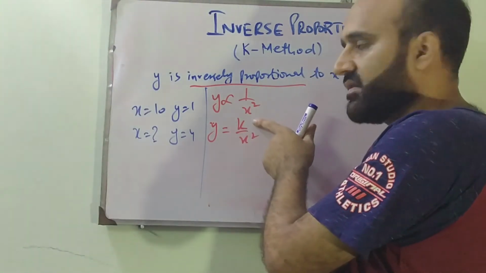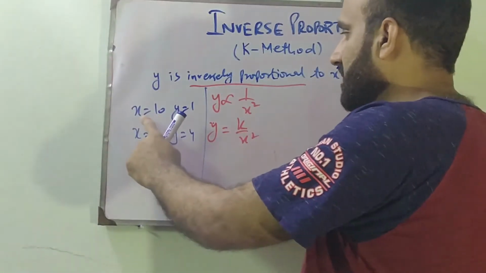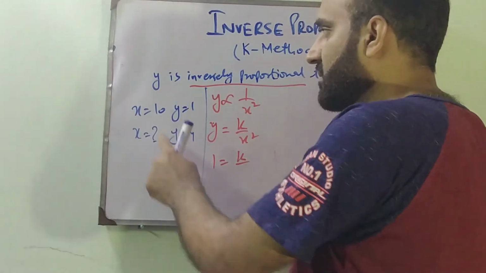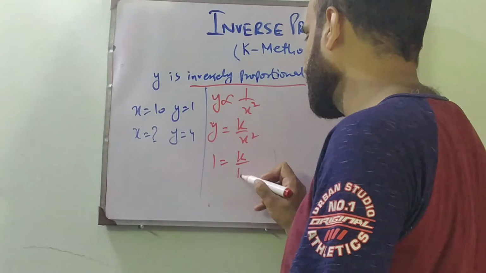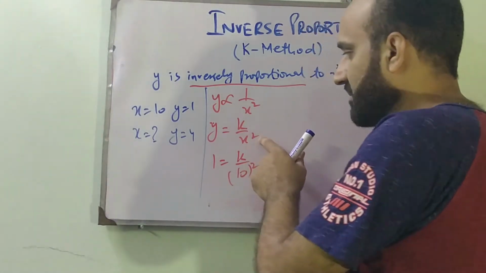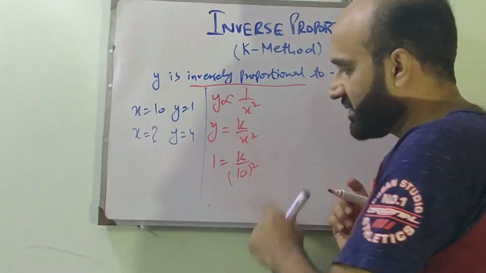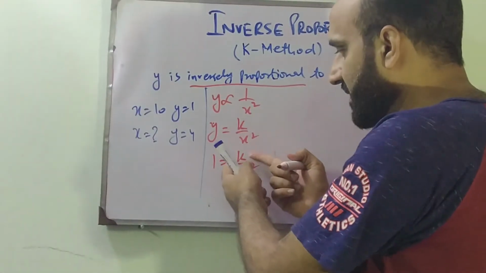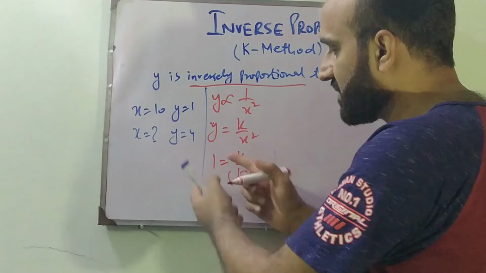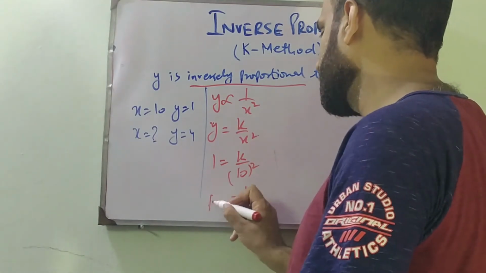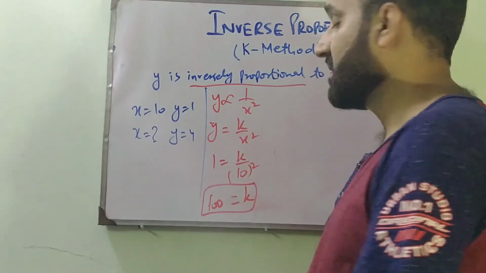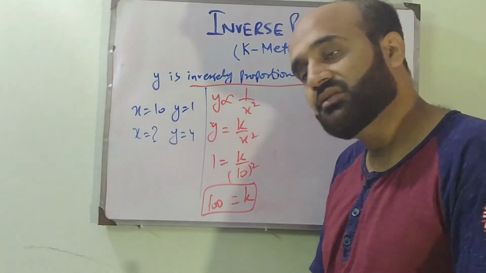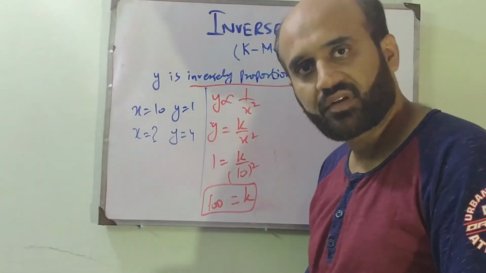Now we need to find out the value of this k. The value of y was 1, k you are supposed to find out, and the value of x is 10, taking a square on it. Because x is having a square, the square will remain as it is. 10 square means 100. Simply multiply this 100 on the other side and you will be having the value of k. Now in all of the remaining parts of the question you will be using the same value of k.